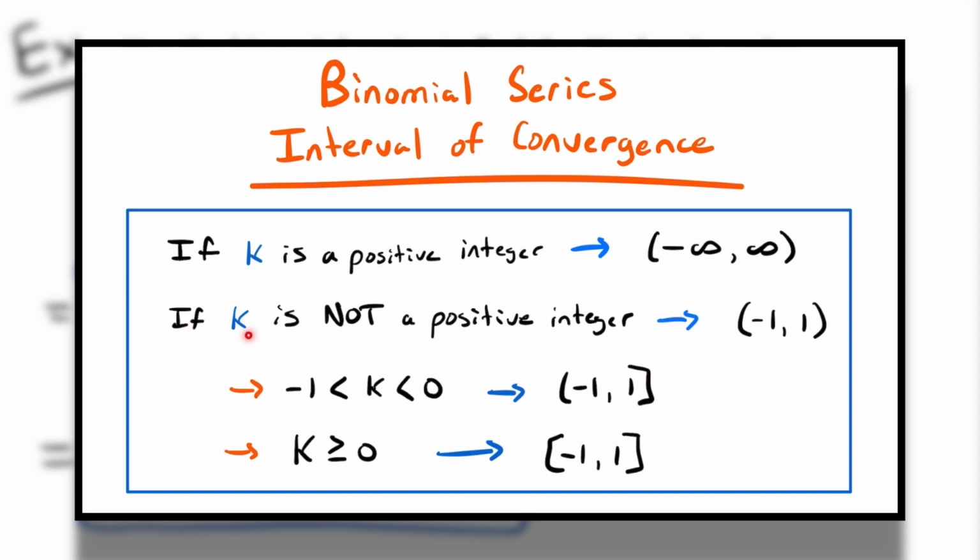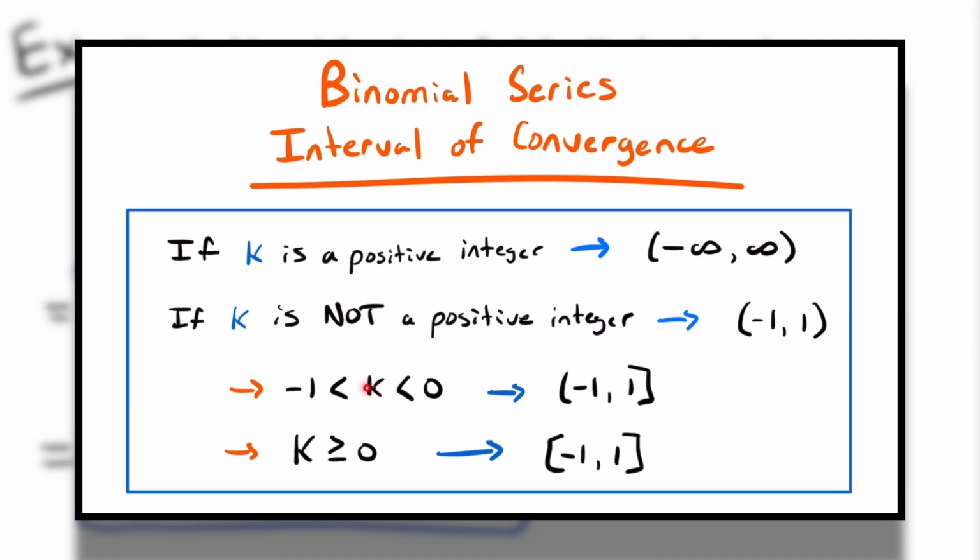But if k is not a positive integer, meaning it would be a negative number, or it would be a positive value that's not an integer, such as 1/2 or 1/3, any value like that, the interval of convergence will at least be from -1 to 1, not including those endpoints. However, if the value of k meets one of these additional requirements, then you could either include +1 or include both endpoints for that interval.